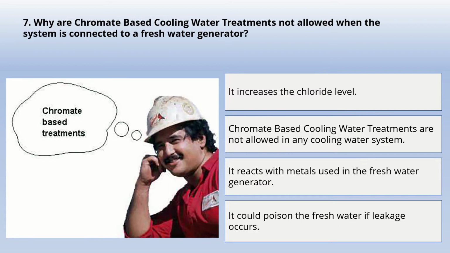Our next question is, why are chromate based cooling water treatments not allowed when the system is connected to a fresh water generator? And the options are, it increases the chloride level. Chromate based cooling water treatments are not allowed in any cooling water system. It reacts with metal used in the fresh water generator. It could poison the fresh water if leakage occurs. And the correct option is, it could poison the fresh water if leakage occurs.